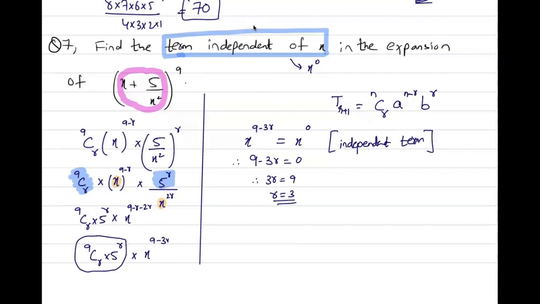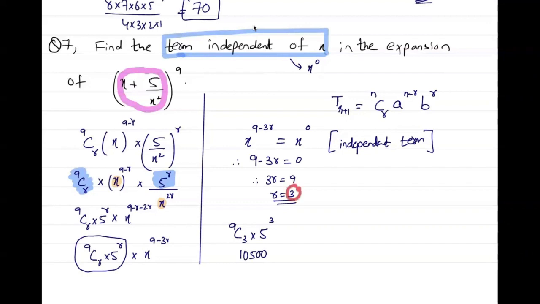To find the coefficient of x to the power of 0, you're just going to find 9C3 into 5 to the power of 3. What is 9C3 into 5 to the power of 3? It's 10,500, right? Yes, sir. Okay.